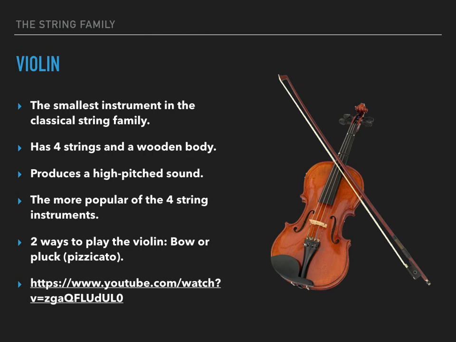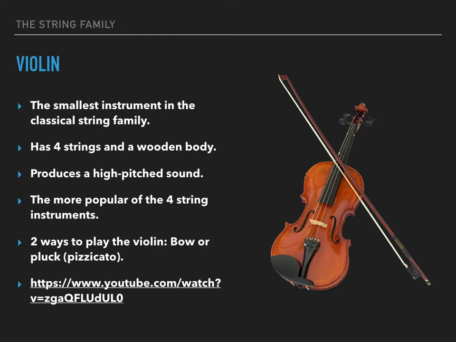So the first instrument we are going to look at is the violin, probably the most popular and known string instrument that people think of when they hear string family. I'm going to go through the bullet points and explain a couple of them so they make more sense to you. The violin is the smallest instrument in the classical string family, or orchestral string family as you may know it.